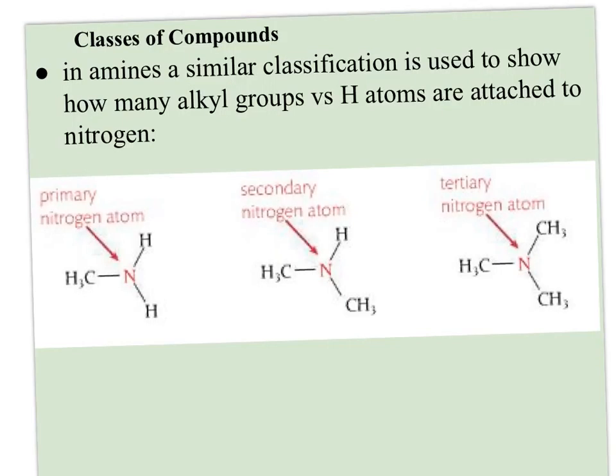Amines also use a classification to show how many alkyl or carbon groups are attached versus hydrogen, but now we're talking about the nitrogen instead of a carbon atom. Just like with the carbon classification, if there's one carbon or alkyl group attached to the nitrogen, it's primary. If there's two, it's secondary, and if there's three, it's a tertiary nitrogen atom. And again, these alkyl groups limit how easily other things can come in and react with that functional group.